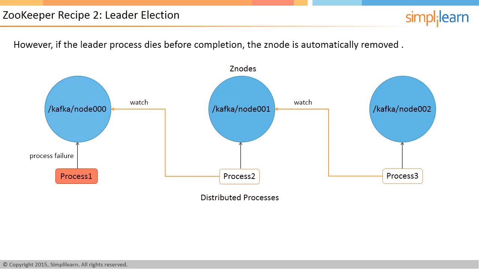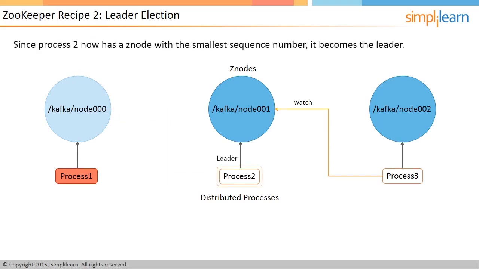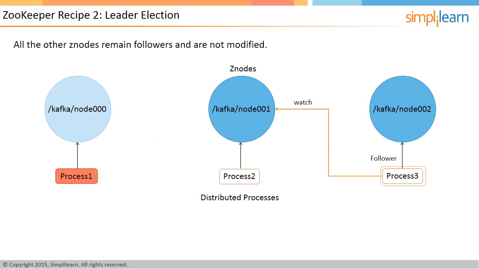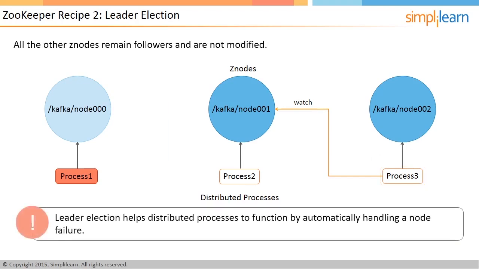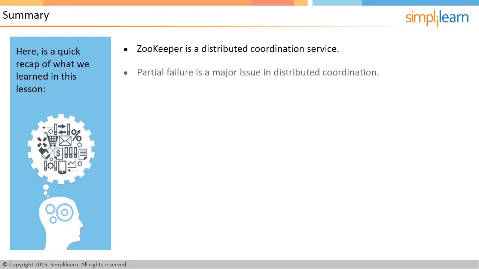Here is a quick recap of what we have learned in this lesson. Zookeeper is a distributed coordination service. Partial failure is a major issue in distributed coordination. Zookeeper uses a hierarchical tree of znodes. Zookeeper has two types of znodes, persistent and ephemeral. Zookeeper provides recipes for handling common problems in distributed systems. Sequential property is used to order znodes. A watch can be set up to get alerts on changes to znodes. This concludes the lesson on Introduction to Zookeeper.